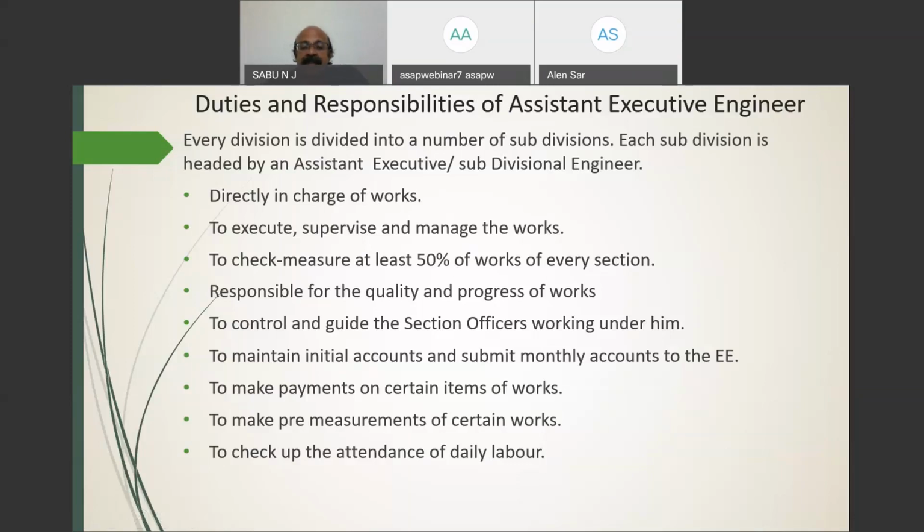for a number of subdivisions under him. The assistant executive engineer has to focus only on his own subdivision. So here, I will finish.